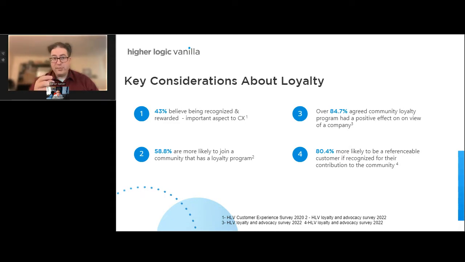And the reason I say that is because 80.4% are more likely to be a referenceable customer if they're recognized for their contribution to the community, which to me is right there a reason to have a program. Because I don't know about you, but I always hear people talking about how do I get more referenceable customers, right? And it's just by identifying those people that are doing great jobs, recognizing them for what they're doing, and kind of bringing them along the way.